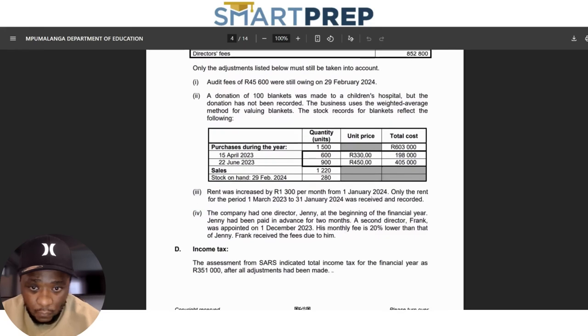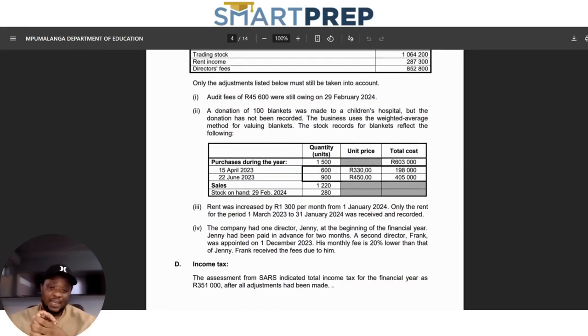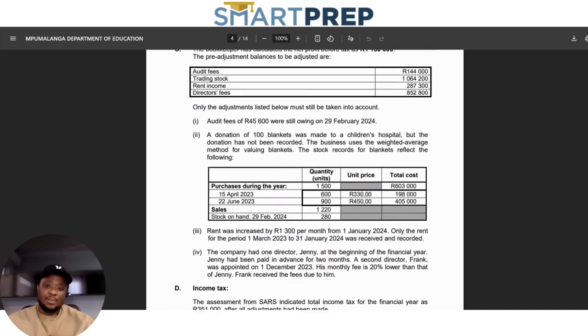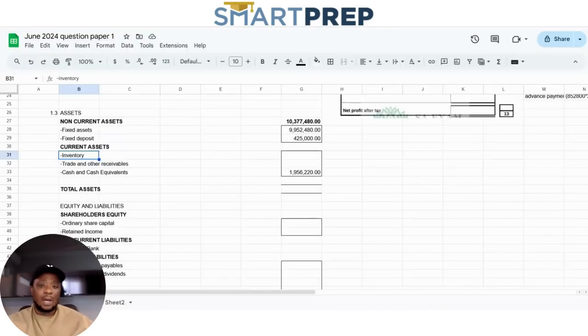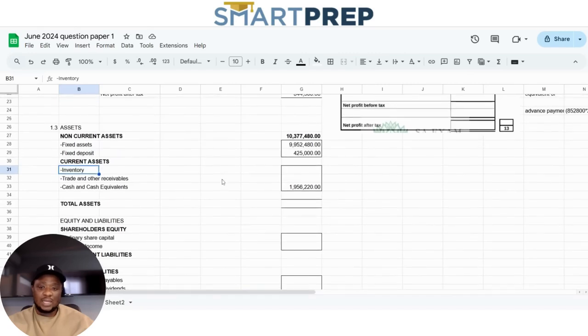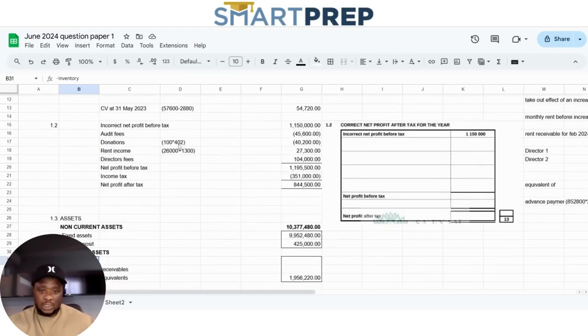Okay, cool. So yes, there is one piece of information that does affect this, and it relates to information C, specifically number two, because we made a donation in this question. Remember how we treated that donation in the income statement. We don't need to make any calculations now. It's just taking that amount we got for donations in the income statement and subtracting it from our trading stock, and we have no other inventory items. The donations amounted to 40,200.